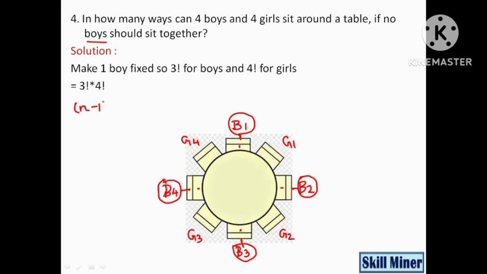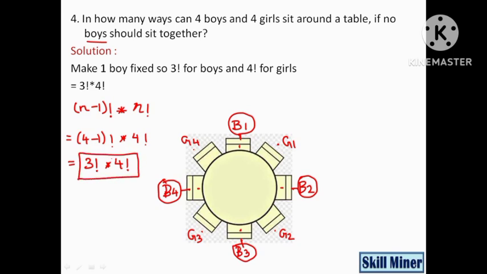the boys' probability will reduce to 1, but the girls can wander anywhere in these 4 positions, so the girls' seating arrangement is not restricted. So our answer will be (4 minus 1) factorial into 4 factorial, which is equal to 3 factorial into 4 factorial. This will be our answer.